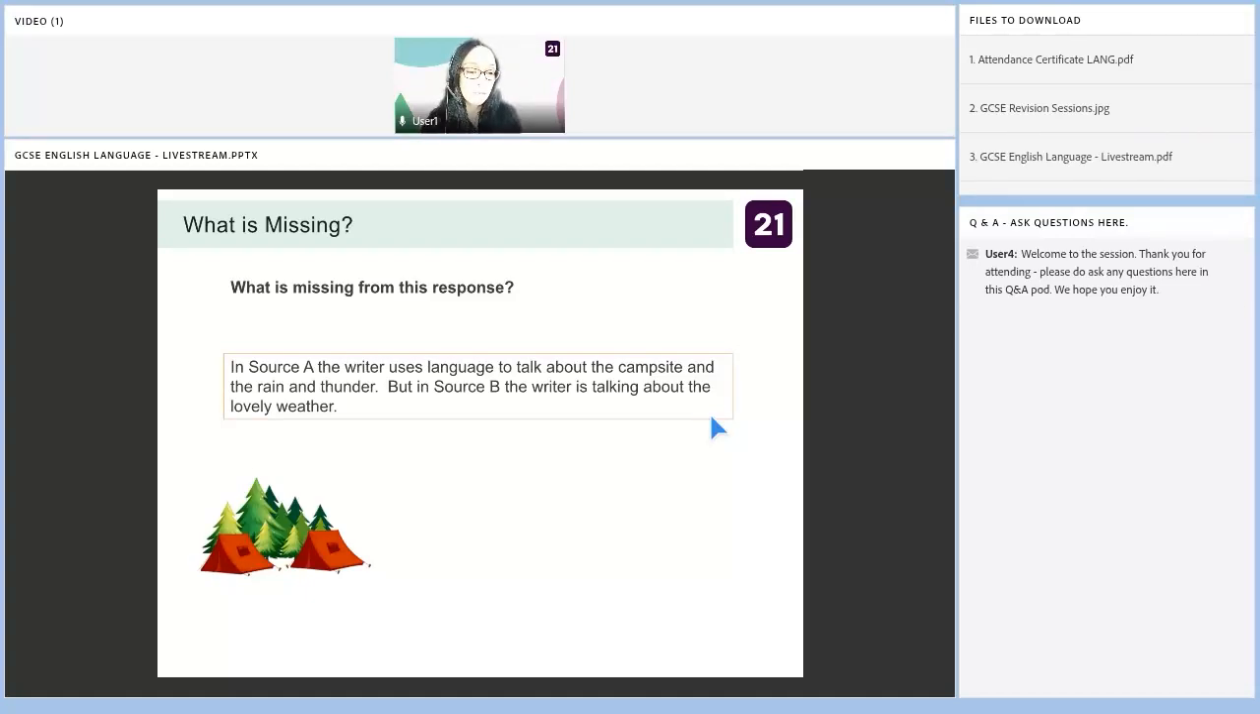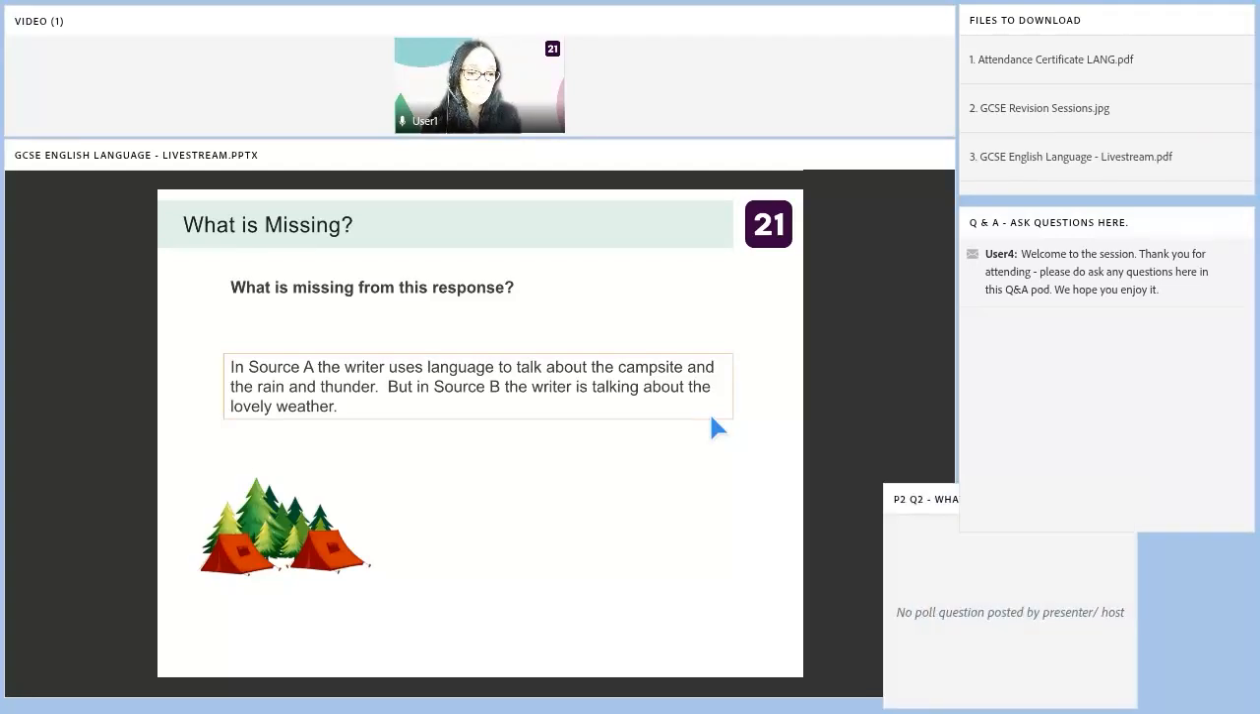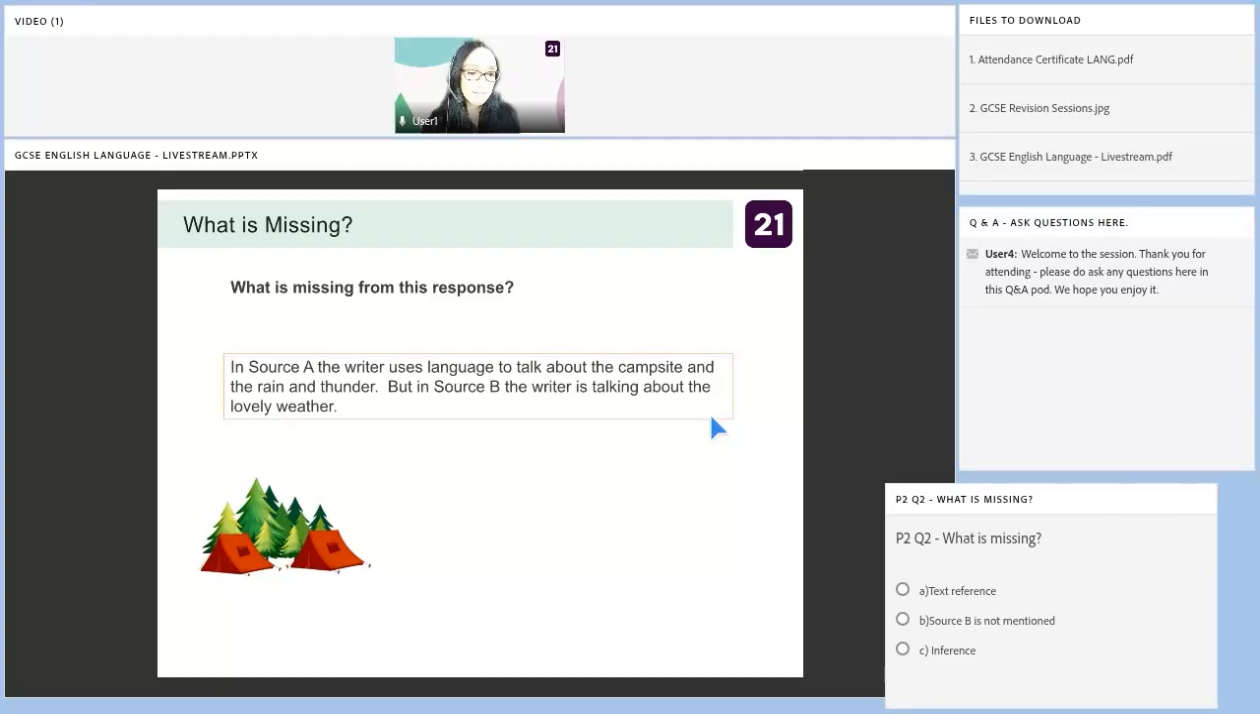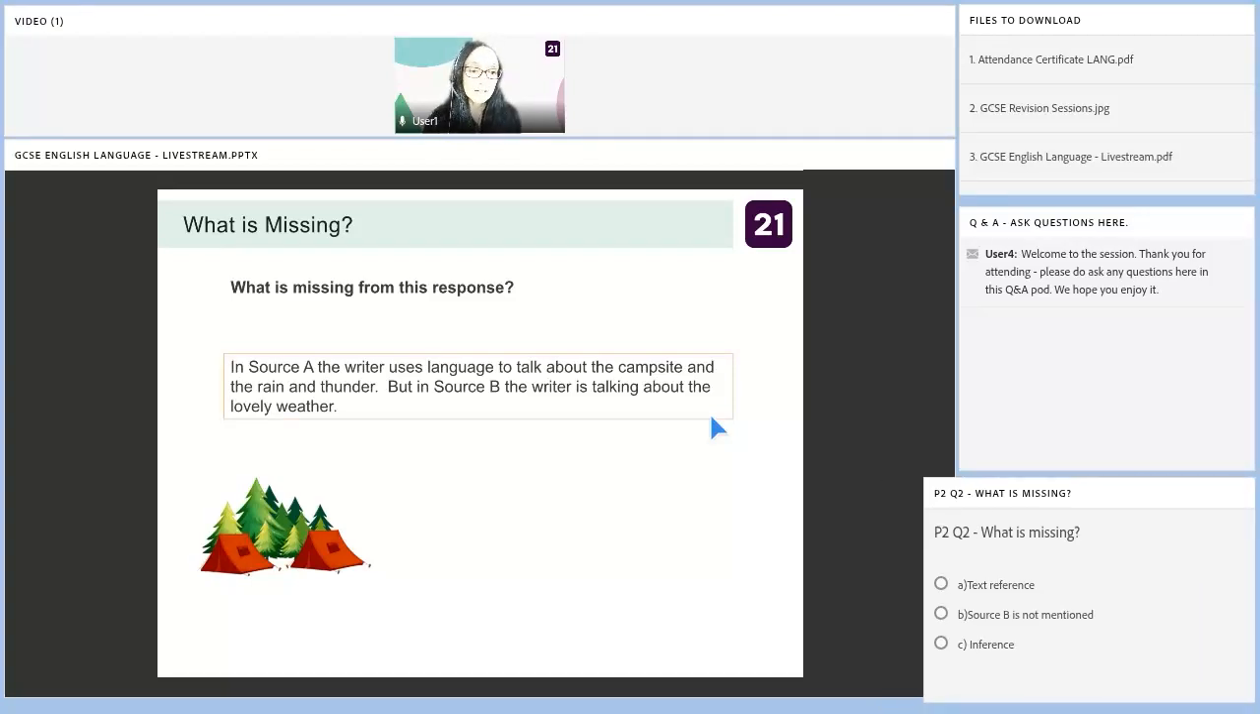Okay, we're now going to poll to see if you can work out what's missing from that response. I'm just going to open the poll, have a look at the options. Can you work out what's actually missing? That's really important to help the candidates gain a level 2 or more. So I'll pause for a moment whilst you're all polling there.